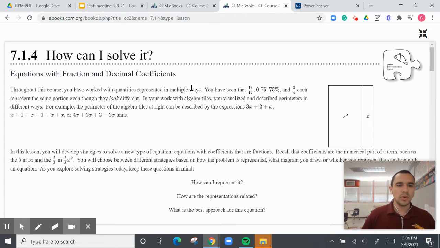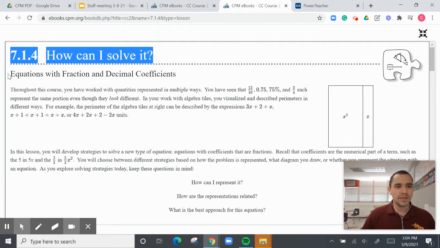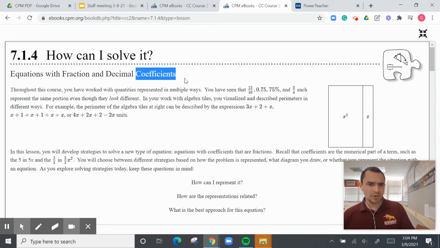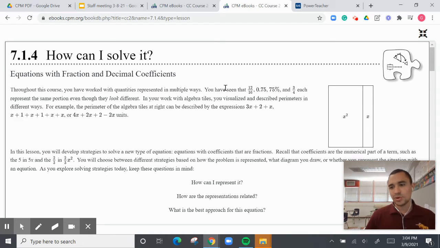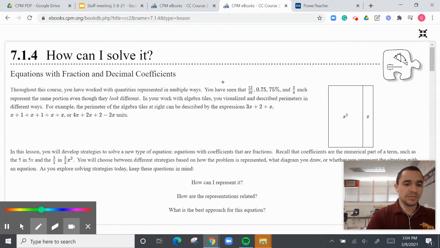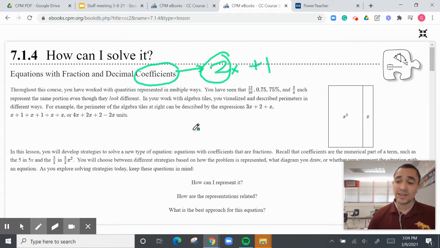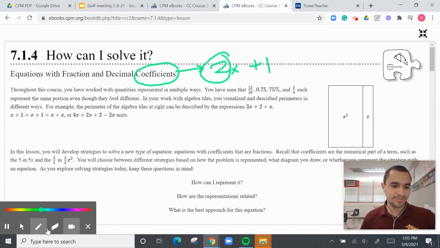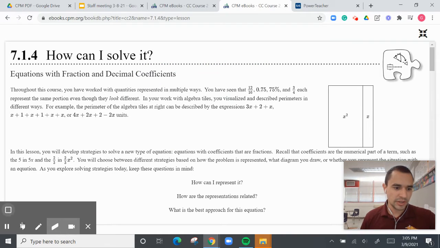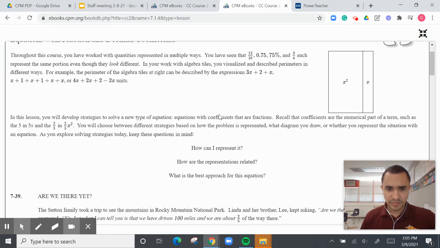We got 7.1.4, how can I solve it? Equations with fractions and decimal coefficients. What's a coefficient? Well, basically a coefficient is the number right in front of the variable. So if I were to say, for example, 2x plus 1, this 2 is a coefficient. That 2 right there. A coefficient is the math term for the number in front of the variable. And the coefficients are very important, as you will see here.